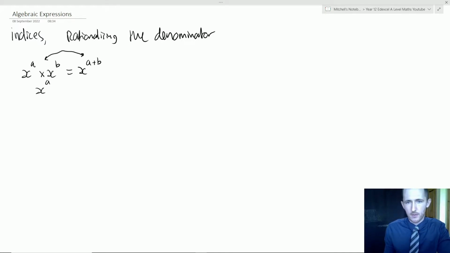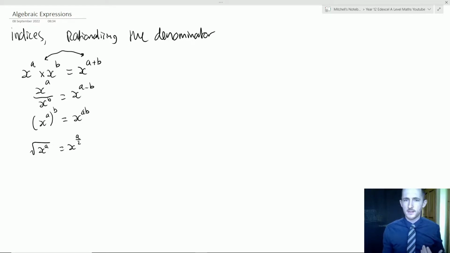The next thing is if we were to divide two indices, we would simply subtract their powers. The next thing is if you have a bracket, so x to the power of a, all to the power of b, you then multiply them together. The other things they can ask you to do is also square root them or root them. So for example, if I were to do, let's say, the square root of x to the power of a, my answer is x to the power of a over 2.